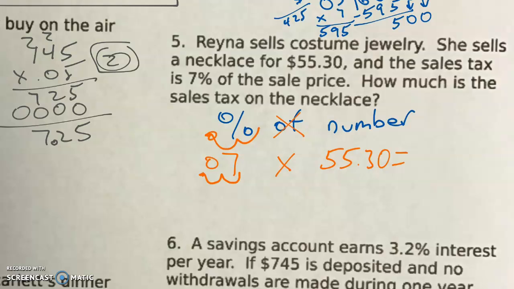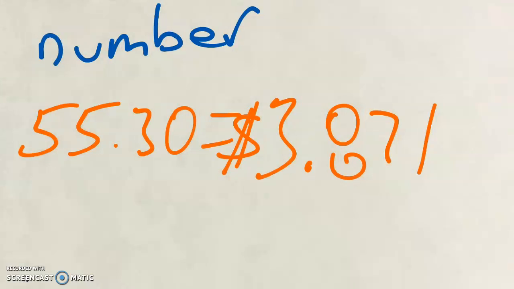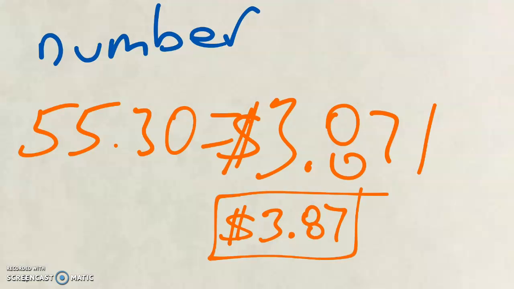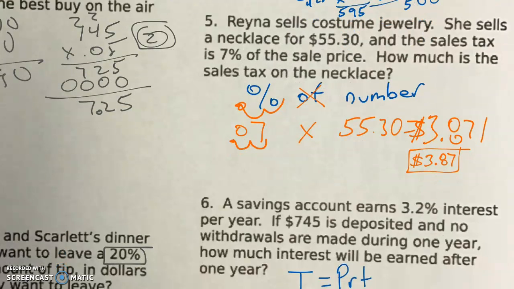Multiply it out. Bring your decimals back in. 55.30 times 0.07 is, you end up with 3.871, but it's money, and we don't have a thousandths place in money, so it would just be $3.87 of tax. The question is only asking for the tax, so you do not have to add that onto the price of the necklace.